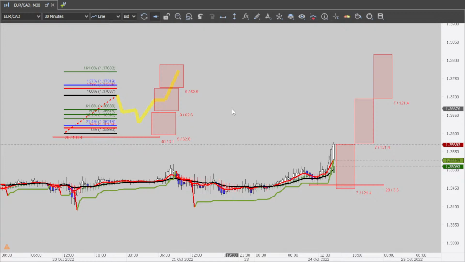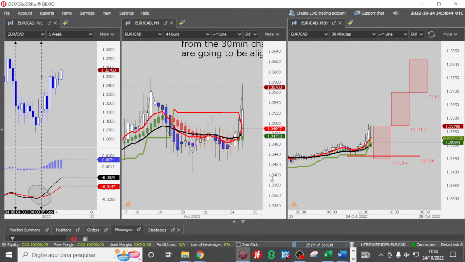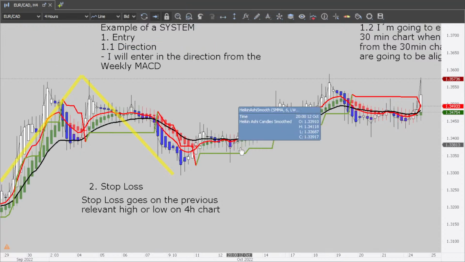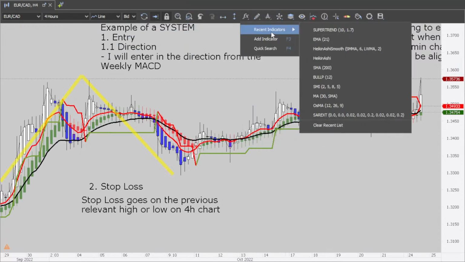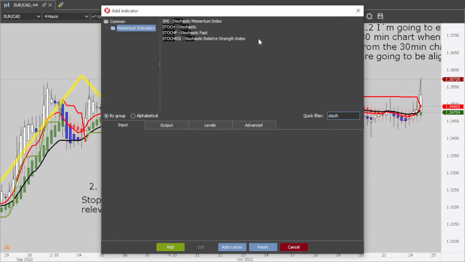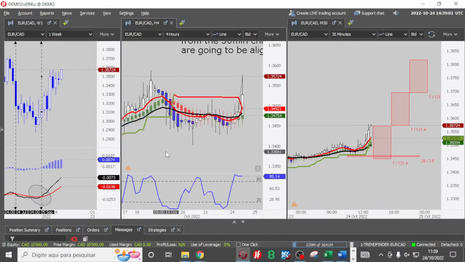Teacher, can I use different indicators? Yes, sir, you can use any indicators you want, right? Now another one, let's play around, let's have fun, everybody. What if I put stochastic on the 4-hour, add indicator, stochastic RSI. See how the game changes?